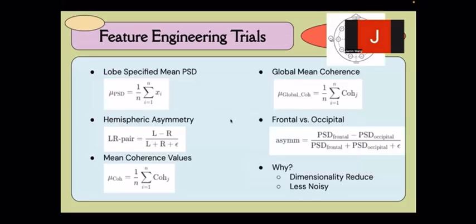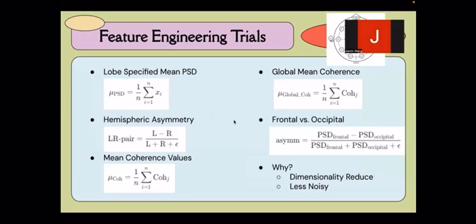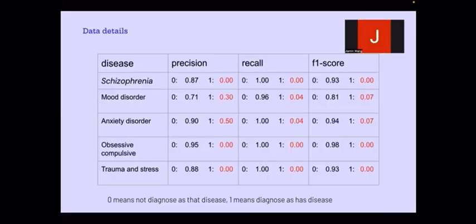The first trial we've done is the feature engineering. Along these five features, we have combined all the 1,000 columns into these 5 big categories because we can reduce the dimensionality, and also the data will be less noisy.